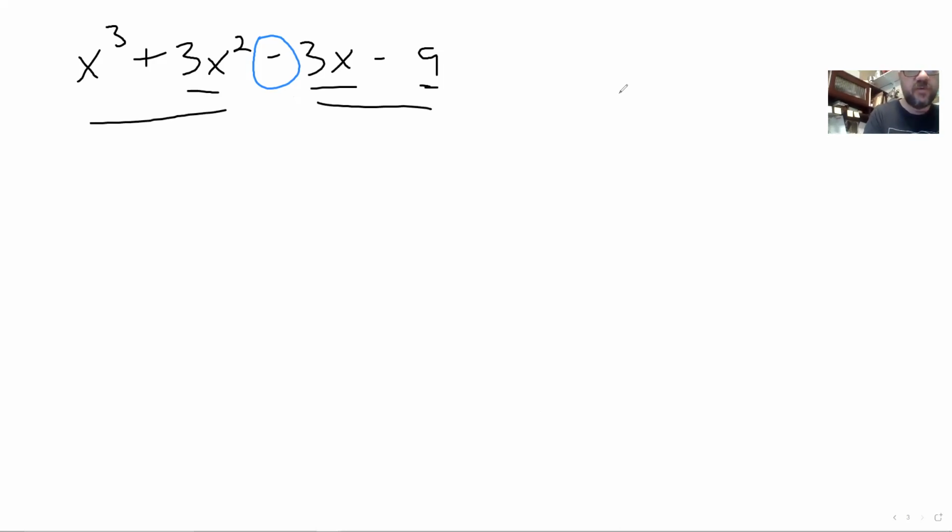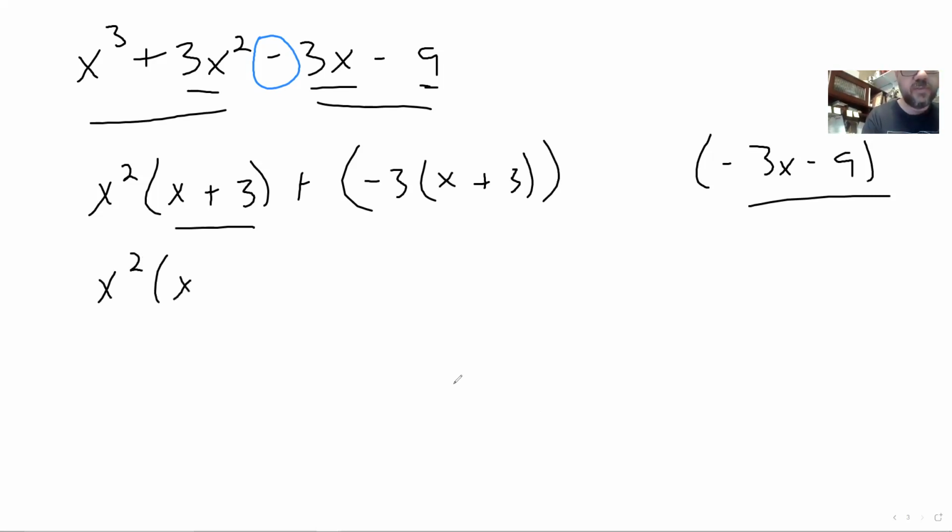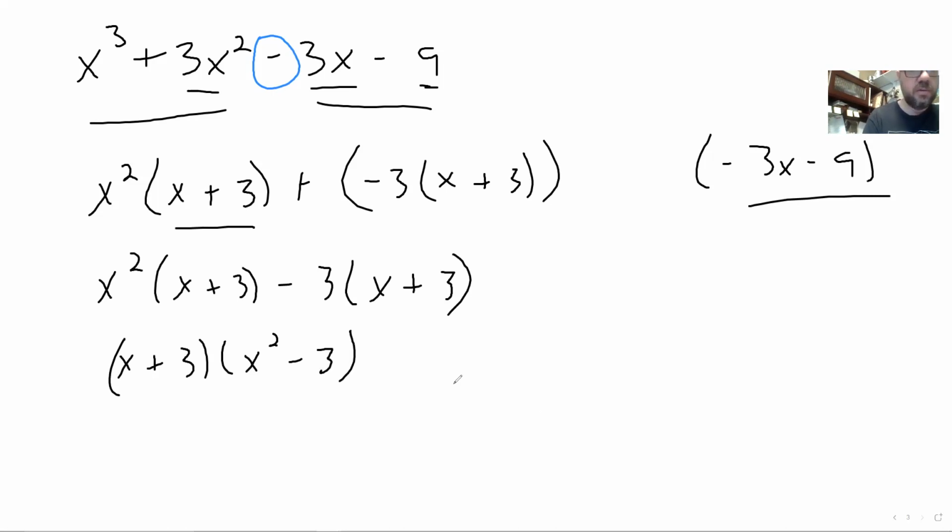I will pull an x squared out of the first group, and that'll leave me x plus 3. Then I'll put a plus sign, and that'll leave me minus 3x minus 9 inside. That's my second group. I would like this to turn into x plus 3 when I factor something out. These signs are all negative, so I'm going to pull out a negative 3 rather than a positive 3, because that'll leave me with plus signs inside, which is what I'm going for. When I pull a minus 3 out of minus 3x, I'm left with x, and then plus 3. Let's rewrite that: x squared times x plus 3, minus 3 times x plus 3. Then I can pull the x plus 3 out, the common term between the two. That leaves me with x squared minus 3. There we go.